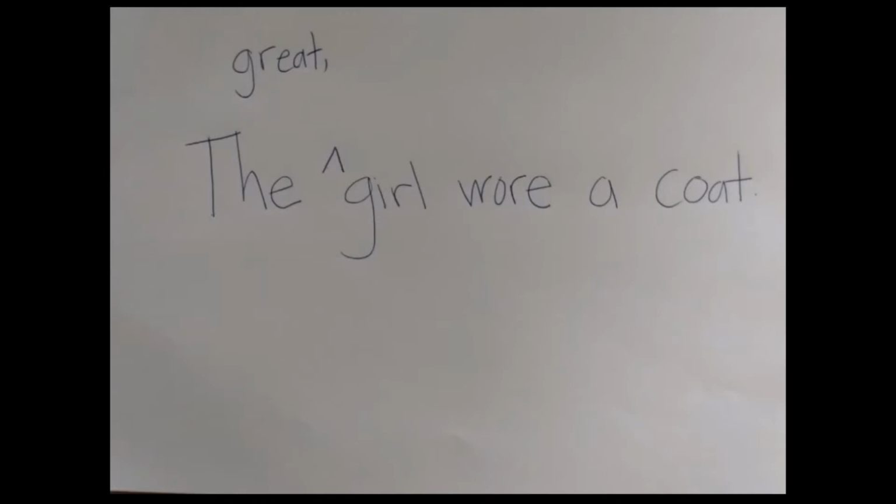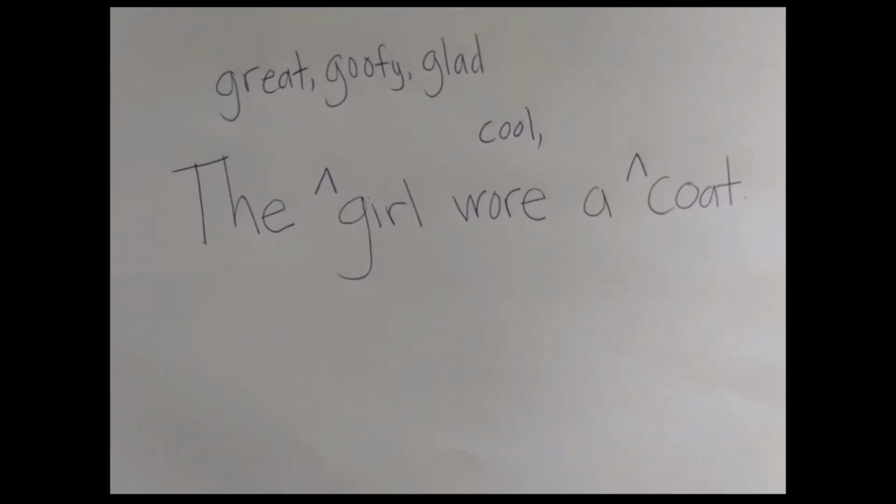So here we are. We're going to brainstorm adjectives for the two nouns that we have in this sentence. The girl wore a coat. I've put a little arrow up. Great. Great alliterates with girl. Great girl. Goofy. Glad. Now I'm going to look at adjectives that alliterate with coat.